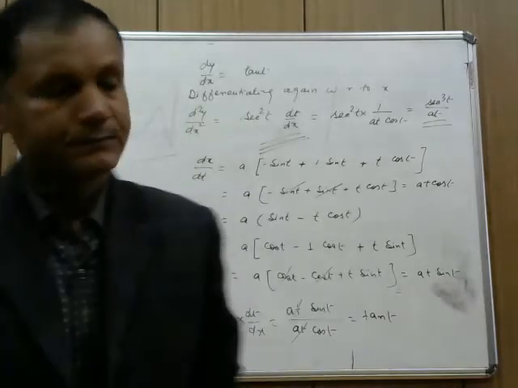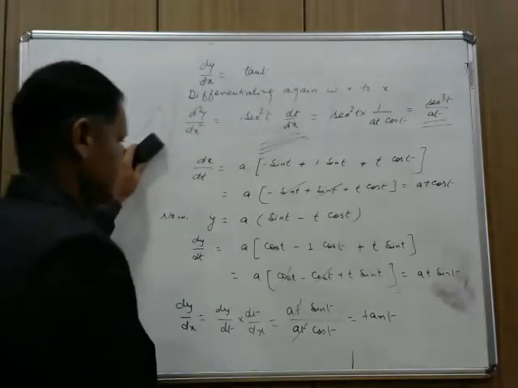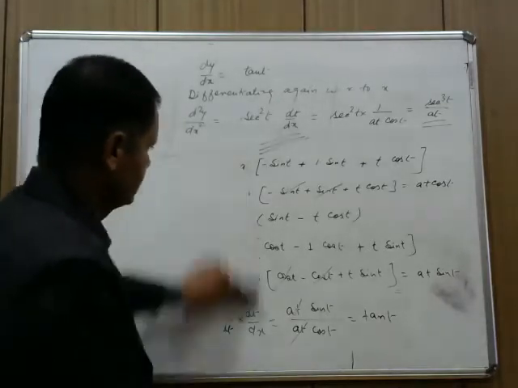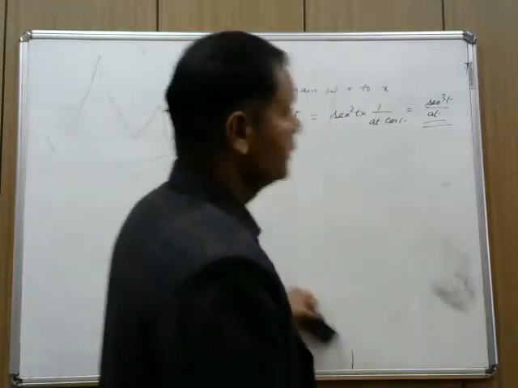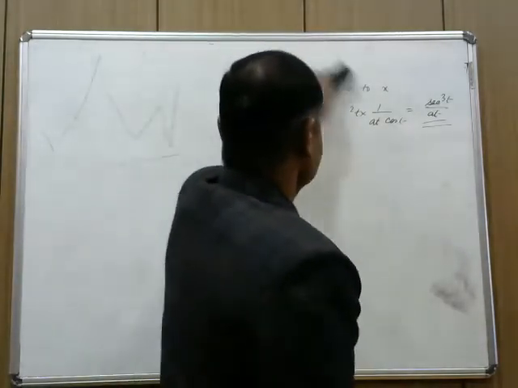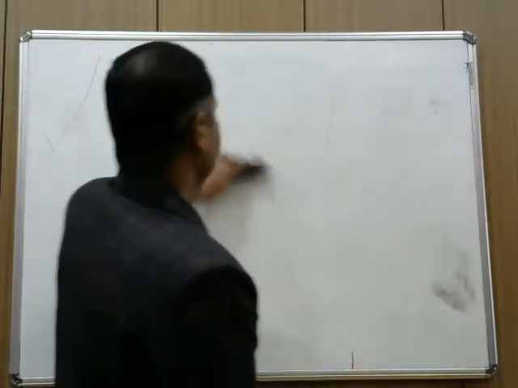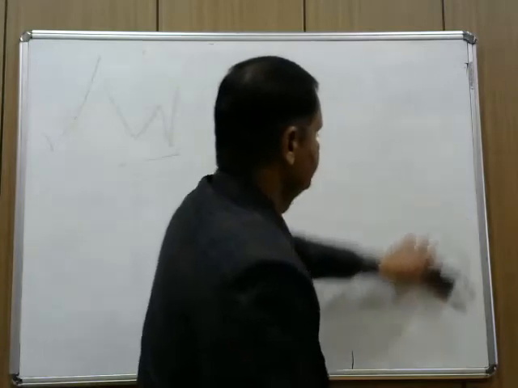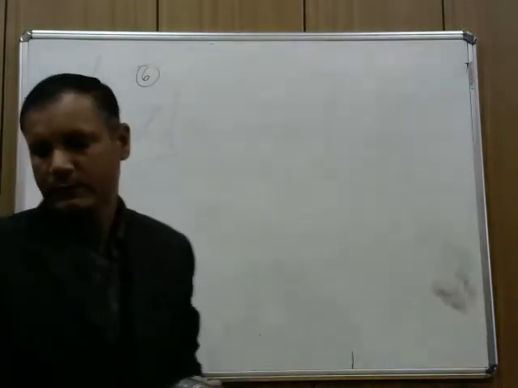And now the last question, that is question number 6. All these questions I have kept in the important questions category, because generally questions are asked from the differentiation part, that is the parametric form. Now question number 6.